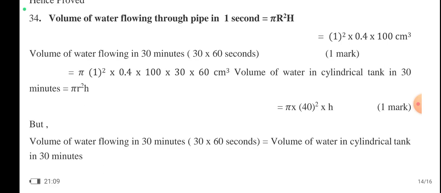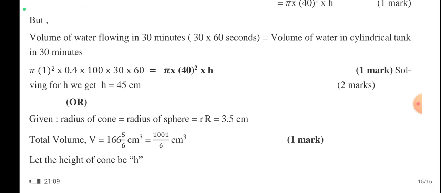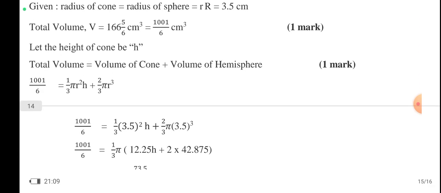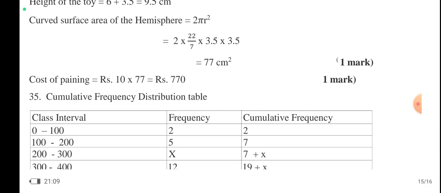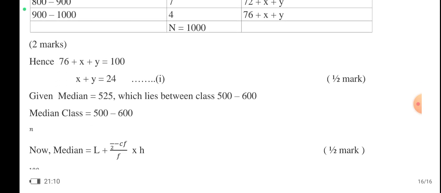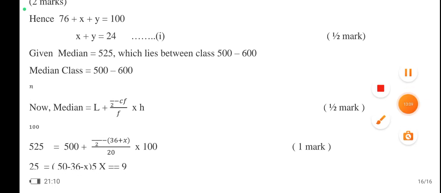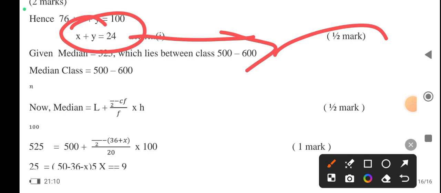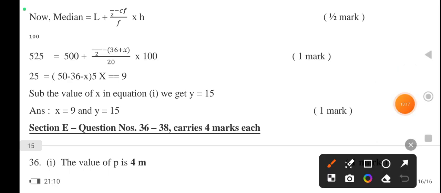Then the volume of water through the pipe, we are getting the answer 45 centimeter, easy, only go through it. Then radius of the cone, 166 5 by 6 is nothing but 1001 by 6. Volume equals volume. Actually this was not there in this time's portion, but they have given it. Cost of painting at last is 770. Our own favorite question, median sum. Example sum in your book, it is available. x plus y is 24. Here they have given half mark. Usually they give 1 mark, but here they have given half mark. That mark can be split either way. At last we are getting the value x is 9, y is 15.